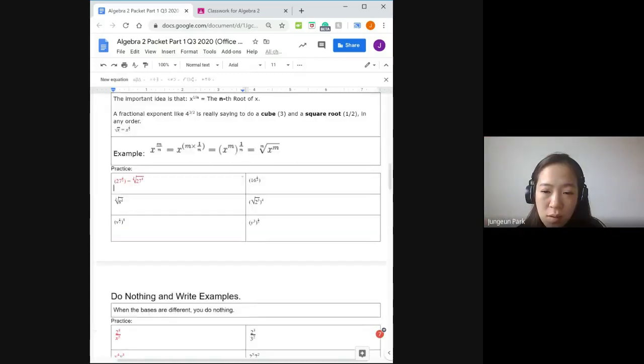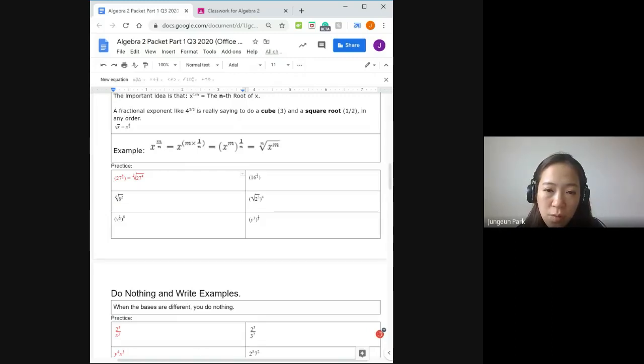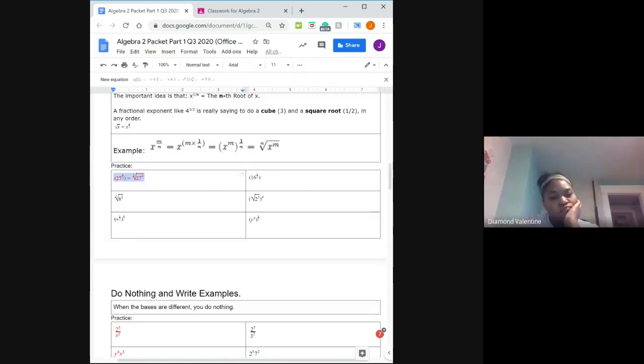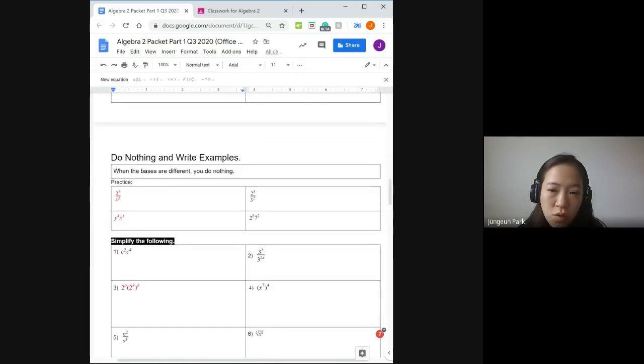And that's what I need you to do. If this is in this form, then I need you to change it into a fractional exponent. If it's in fractional exponent form, then I need you to change it into this one. Okay? All right. Do nothing.